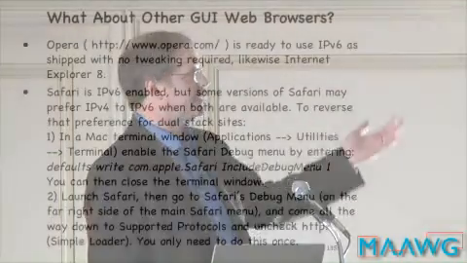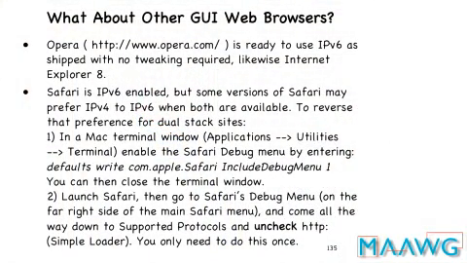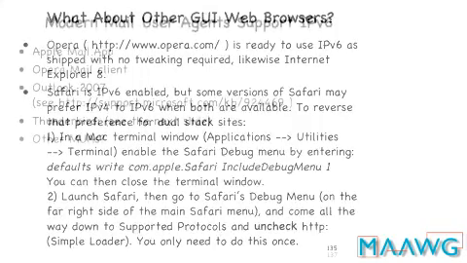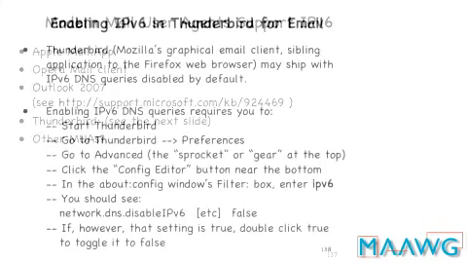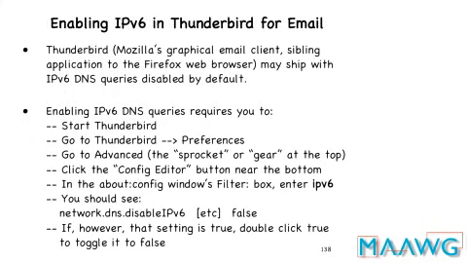Other graphical web browsers also support v6, things like Opera and Safari. Again, you might need to do some tweaking with Safari, but the reality is you can make it work. Mail clients, most modern mail clients also support v6. Again, just like with Firefox, with Thunderbird, you need to tweak it a little bit, but the reality is you can enable it, and then things like Thunderbird will work fine.